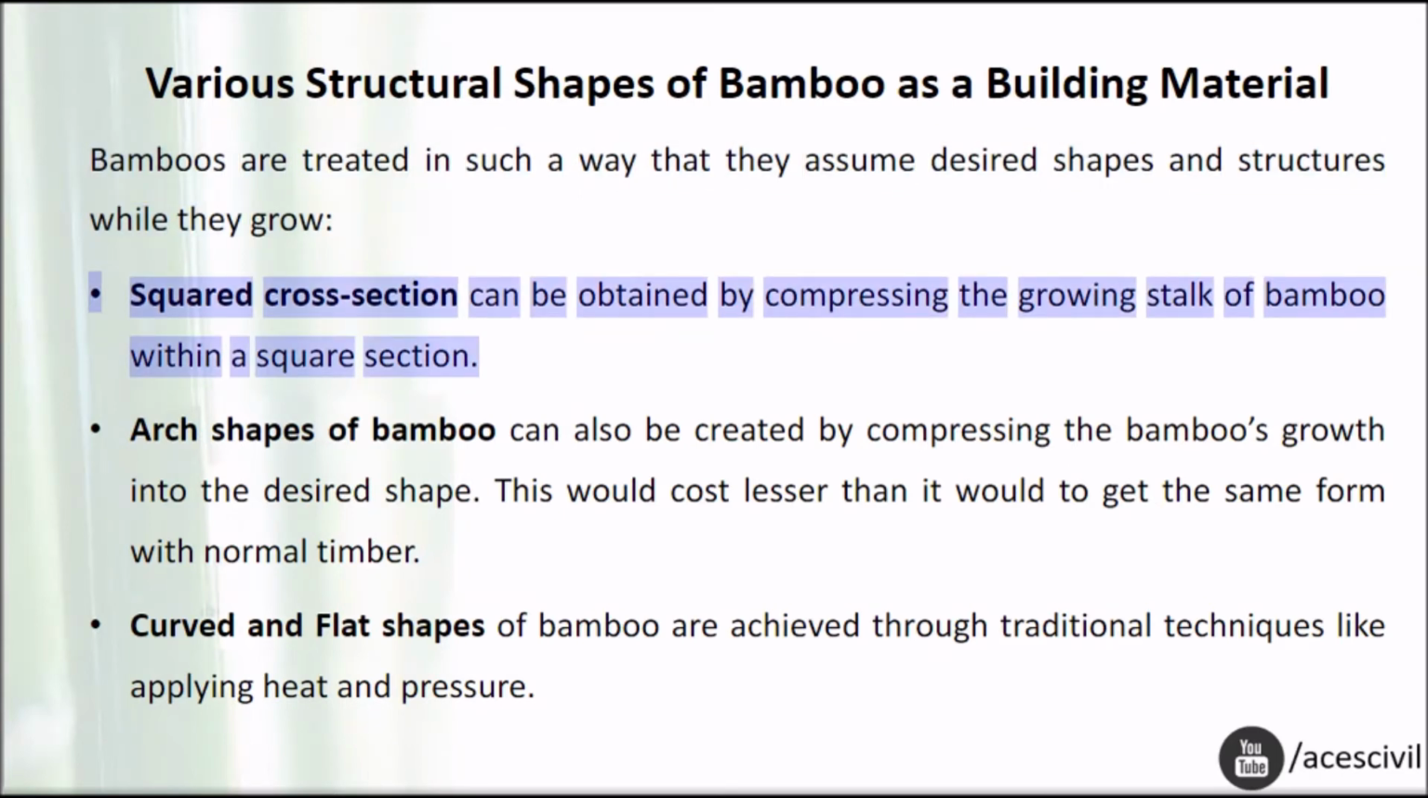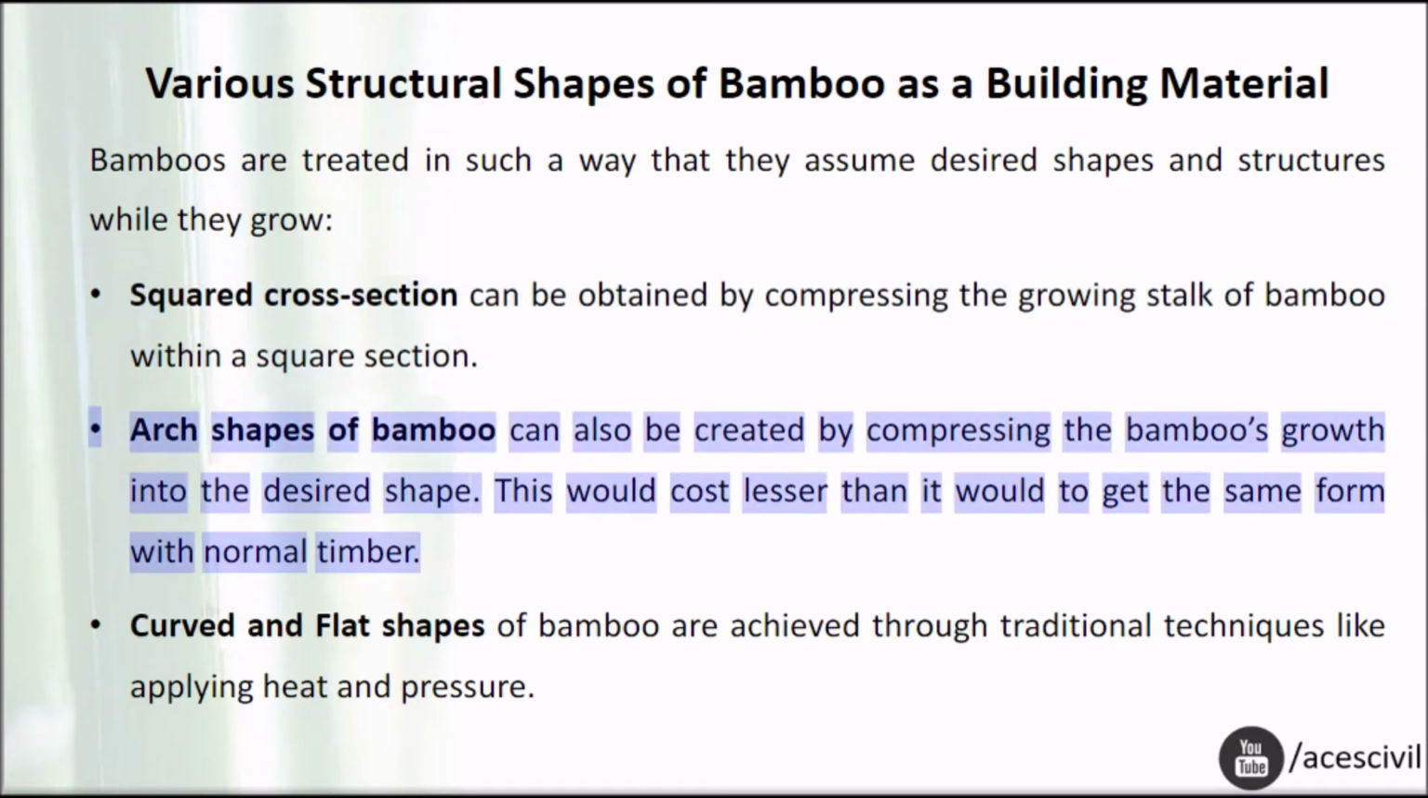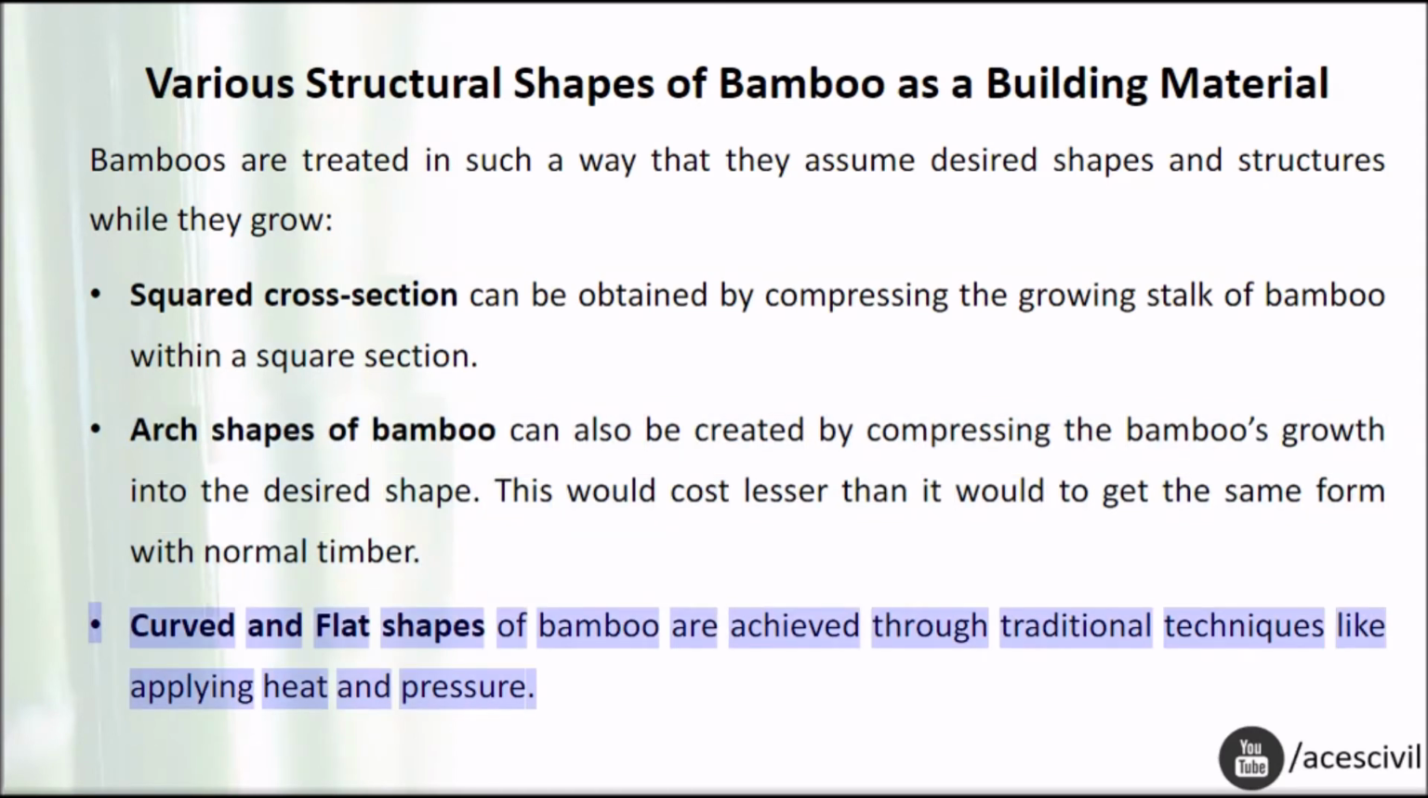A squared cross-section can be obtained by compressing the growing stalk of bamboo within a square section. Arched shapes of bamboo can also be created by compressing the bamboo's growth into the desired shape. This would cost less than it would to get the same form with normal timber. Curved and flat shapes of bamboo are achieved through traditional techniques like applying heat and pressure.